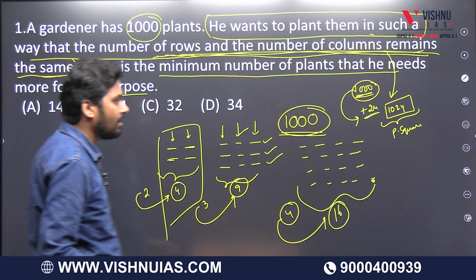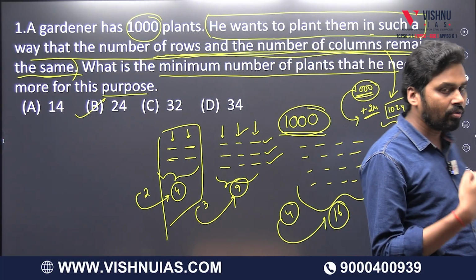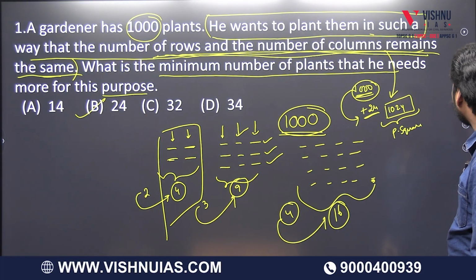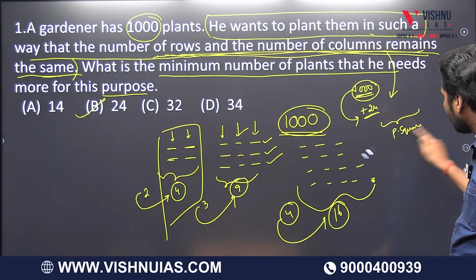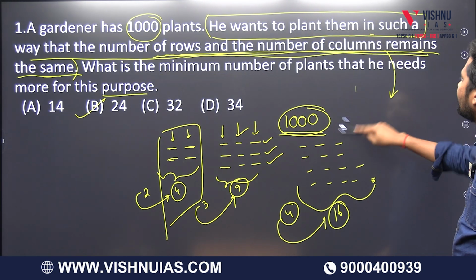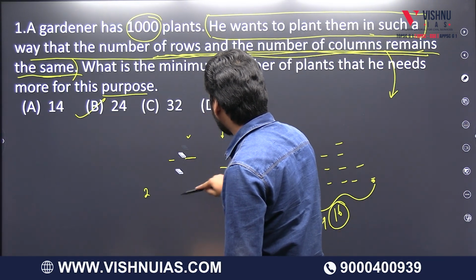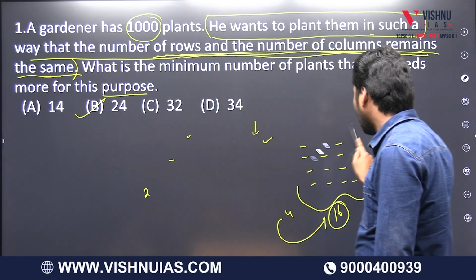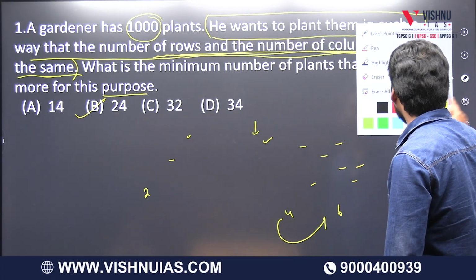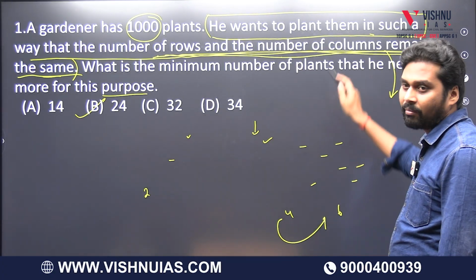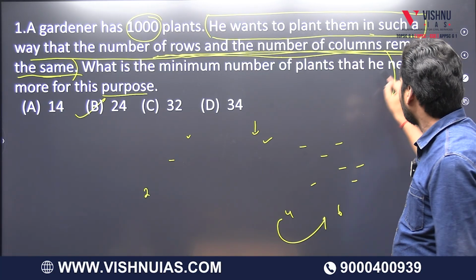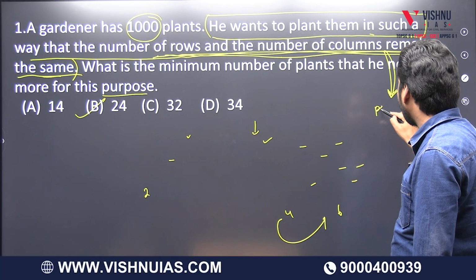Here, basically, what we need to know is that it's not a mathematical formula we are applying. Here we are applying that basic logic in order to make the number of horizontal rows and columns the same. What is that condition? Whenever you see this condition, number of rows and number of columns should remain the same, the final number should be a perfect square.